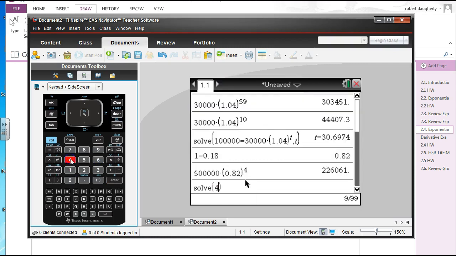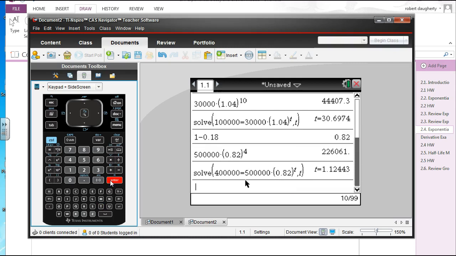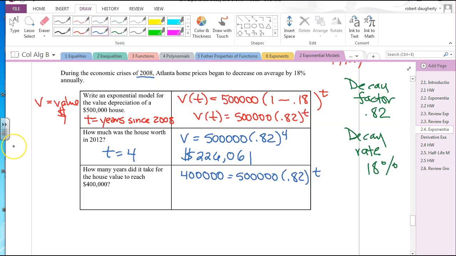I need to solve 400,000 equals 500,000 times 0.82 raised to the t, and then what goes next? Comma t. Okay, solve this equation for t, and you get t is equal to 1.12. So it took 1.12 years. That's how much time it took for the house to go from 500,000 to 400,000.